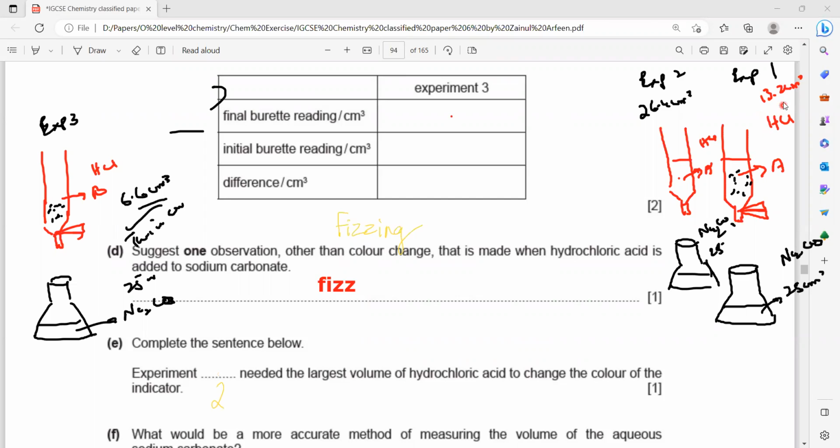Because in experiment 1, we need 13.2. Experiment 2, we need 26.4. And experiment 3, we need 6.6. So which needs the largest volume? It means experiment 2.